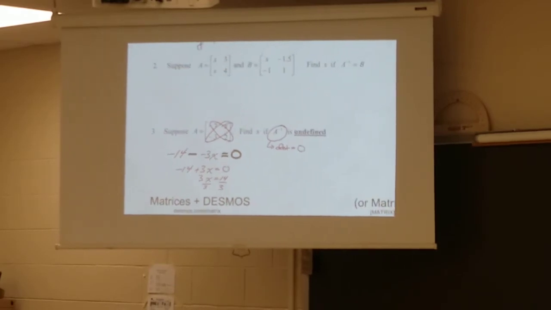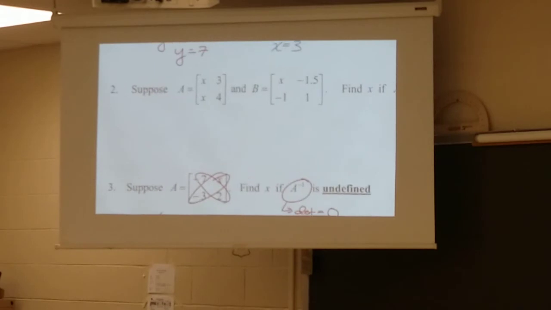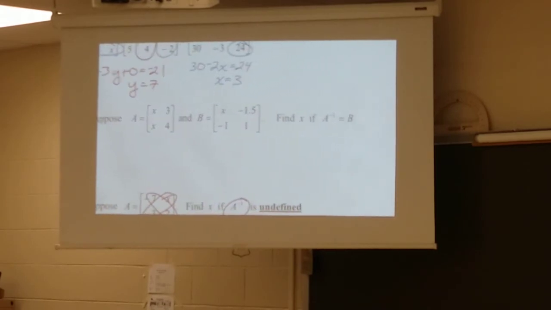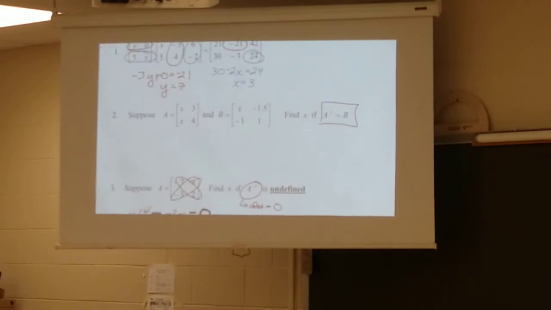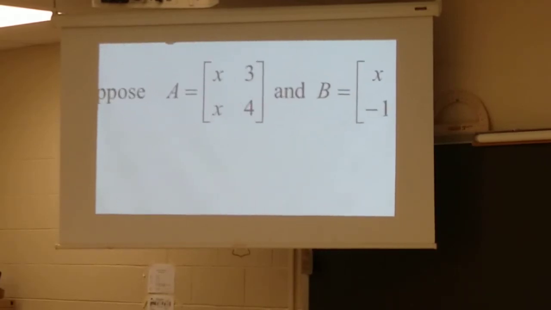Okay, so number 2 was meant to engage you quite a bit more. What do we have here? We basically have this statement that A inverse is equal to B. What that means is the inverse of A, which I need to find, is somehow going to equal B, which I'm already given. So as many of you did, you would start to find the inverse.